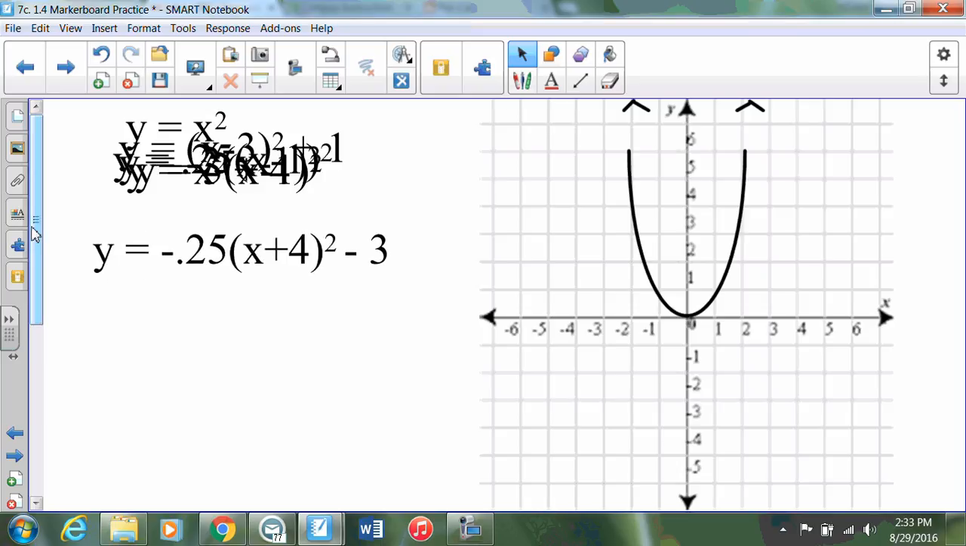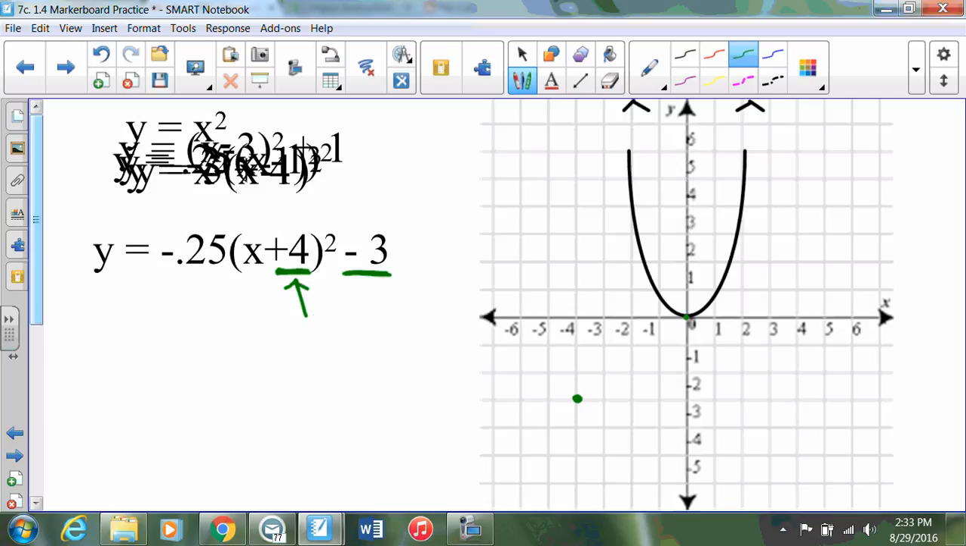Okay, we're going to move our vertex. First, we're going to move it to the left 4 and down 3. So we're going to take our vertex, which is always our parent function's vertex on the origin. So we'll move it to the left 4, 1, 2, 3, 4, and then down 3, 1, 2, 3. This is our new vertex. So always this number that's by the x and this number that's alone at the end, this shows us the way to move our vertex.